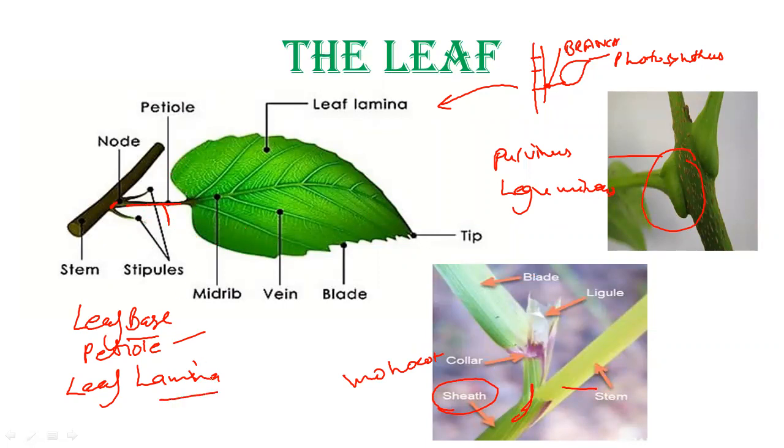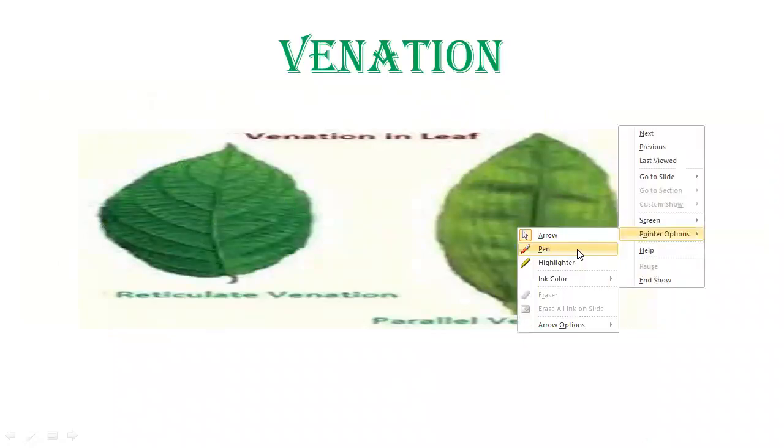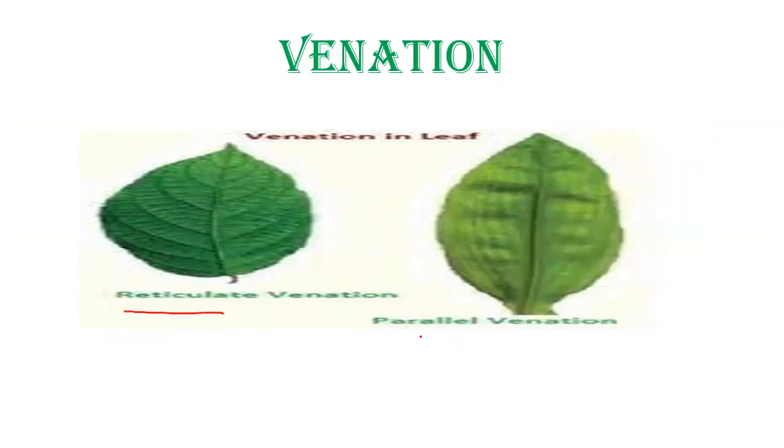Next is the leaf lamina. This entire expanded green part is the leaf lamina. In the middle of the leaf lamina, there is a prominent main vein that is known as the midrib. And from the midrib, lateral veins develop. Next is venation. Venation is the arrangement of veins in a leaf. So that is also of two types, reticulate and parallel.